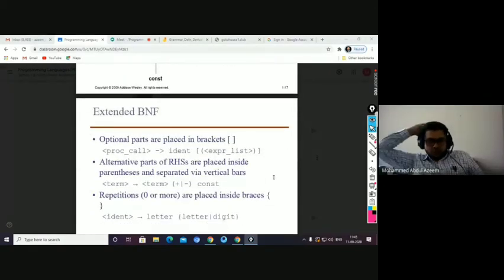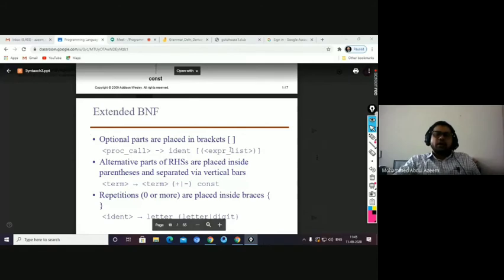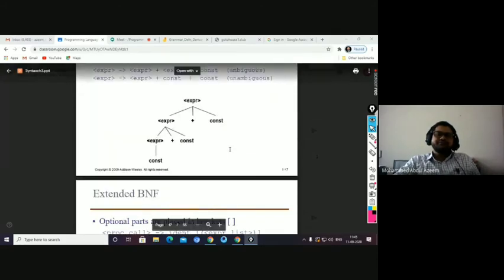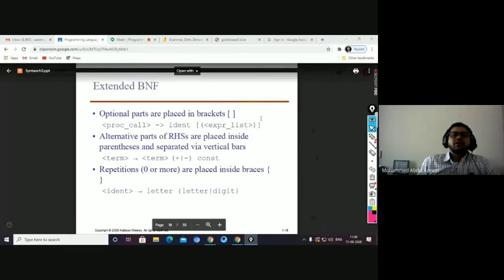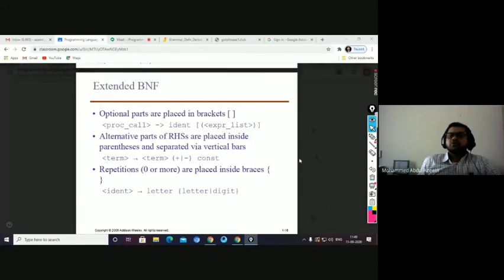Okay, now coming to extended BNF here. In BNF, you are given some denotations which you can probably use to compress the BNF statements and make it more beautiful, right? So here we have square brackets. So square brackets are being used to represent the optional parts.